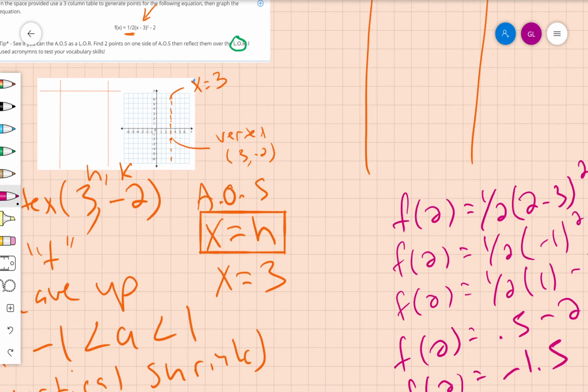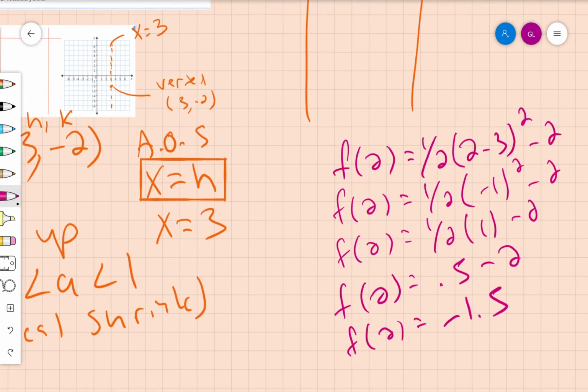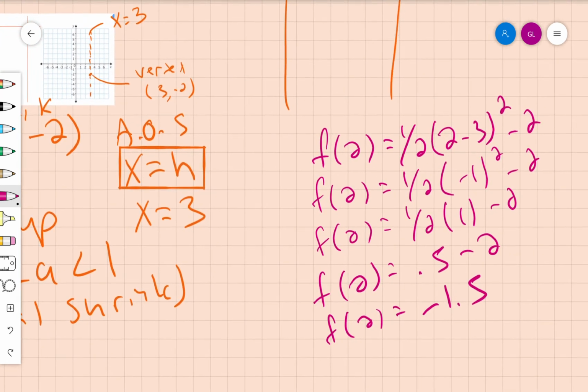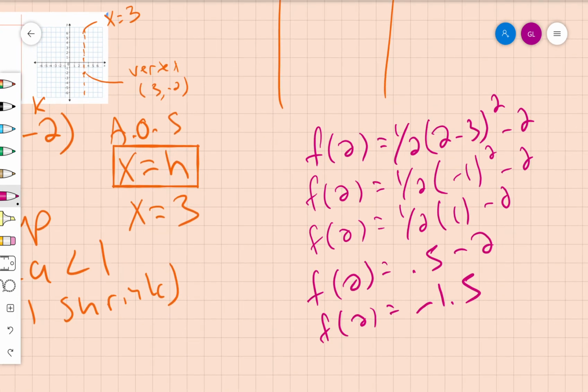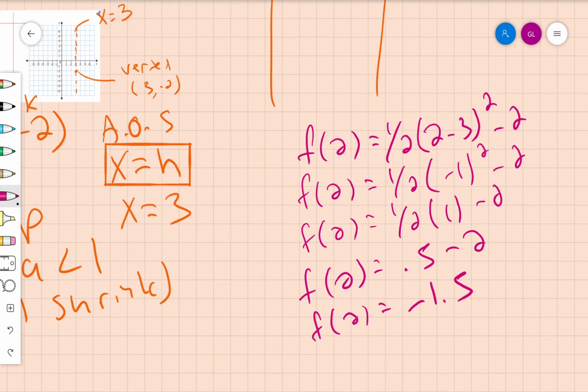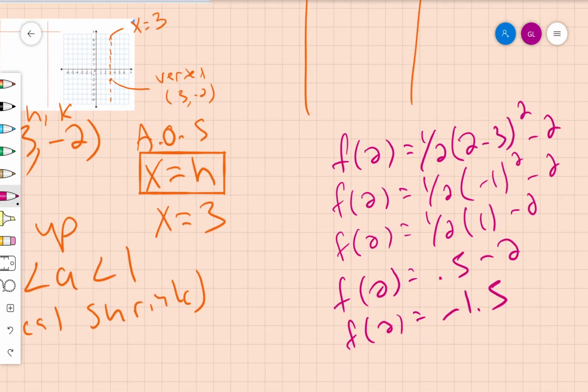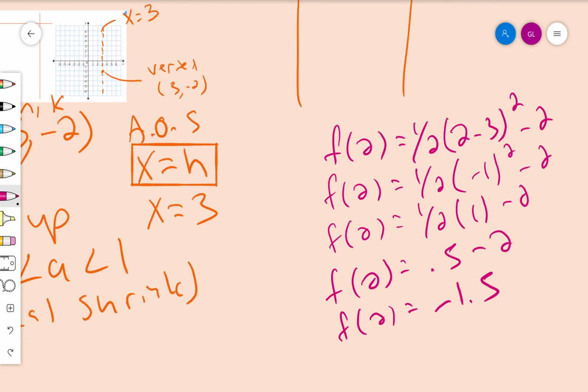X equals 3. 2 minus 3 is -1. 1 squared, 1 times a half is just a half. 0.5 minus 2. What am I not looking at here? I got this video going, I messed around and made a mistake, and I can't find out where it is.